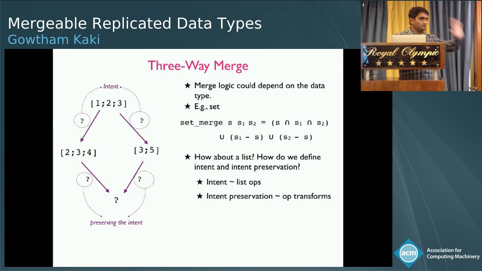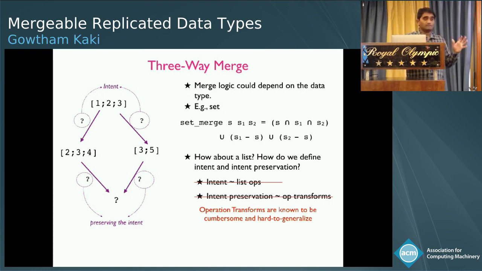This approach of using operations and operation transforms has been studied, and it has been found to be quite cumbersome and hard to generalize for arbitrary data structures. So we don't want to do that. We are instead looking for an approach that is generalizable, that can be used as a recipe to come up with distributed variants of all the data structures. An approach such as operational transform, which is hard to generalize, is not something that we want.